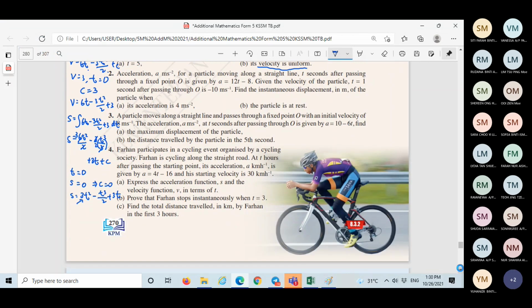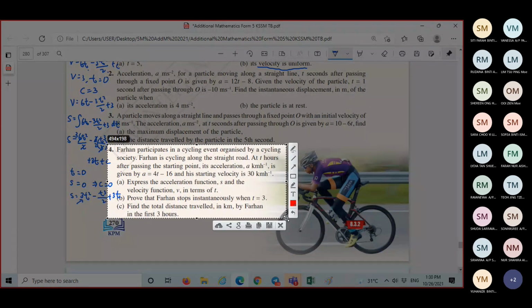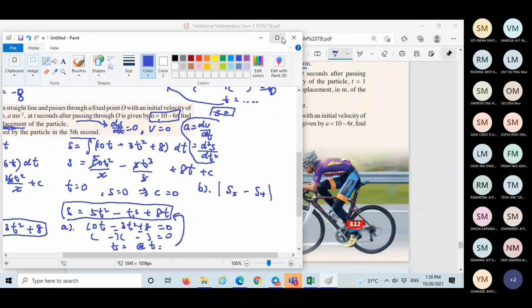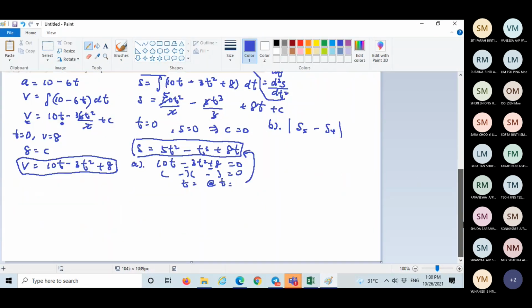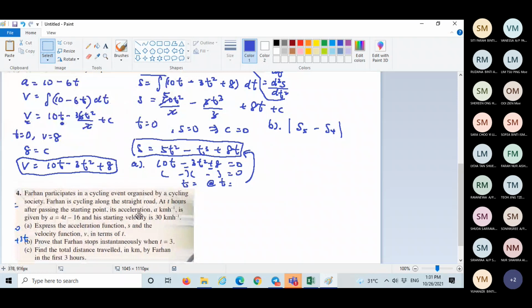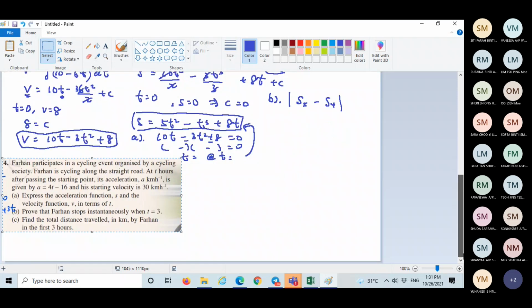Question number 4 now. Actually today I wanted to give you one PBD, but I think there is no time, so we will do the PBD next lesson. After that I will tell you in detail. Let me finish the syllabus first. So this is question 4.